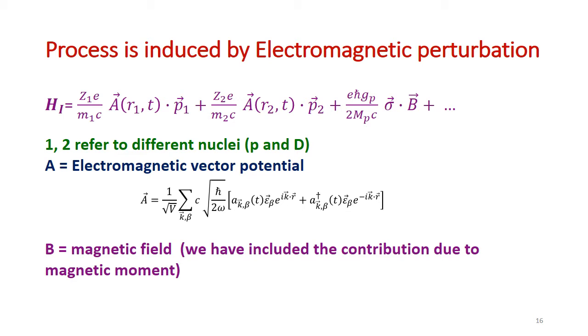All these other terms just add complexity to the calculation but play no essential role. They'll give a small correction, so we'll just ignore them for our analysis. And B is the magnetic field. Sigma are the Pauli spin matrices, which come along because we are considering the magnetic moment interaction. MP is the mass of the proton.